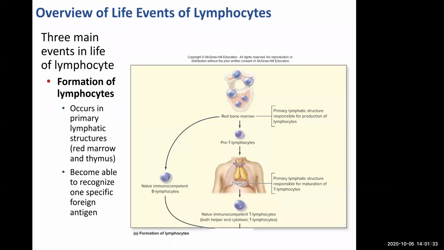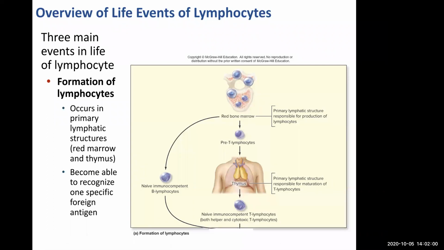And I'm going to bring up these terms now and then talk about them more in a moment. There are two terms that we use to describe lymphocytes after they are formed. The two terms are naive and immunocompetent.